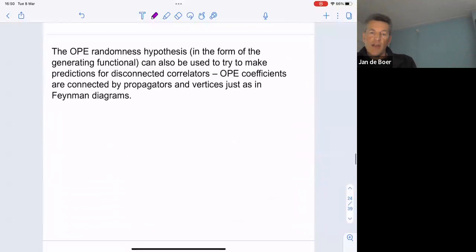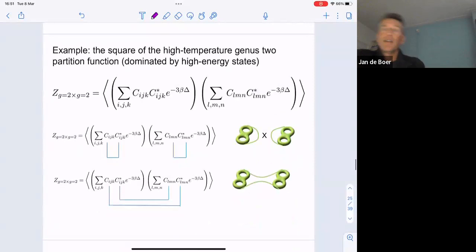Now, interestingly, if you buy this hypothesis, you can try to test it, and in particular, it makes interesting predictions for wormholes. Because I wrote down correlation functions for these OPE coefficients, and now you can play the following game. For example, suppose you take the square, in two dimensions, of the genus two partition function. The genus two partition function is given by this particular combination of OPE coefficients, where everything is assumed to be heavy.